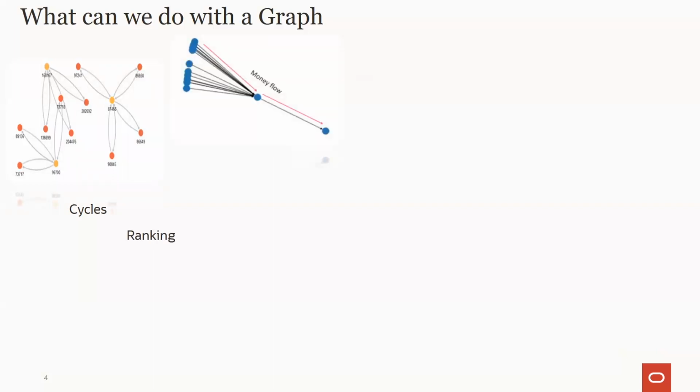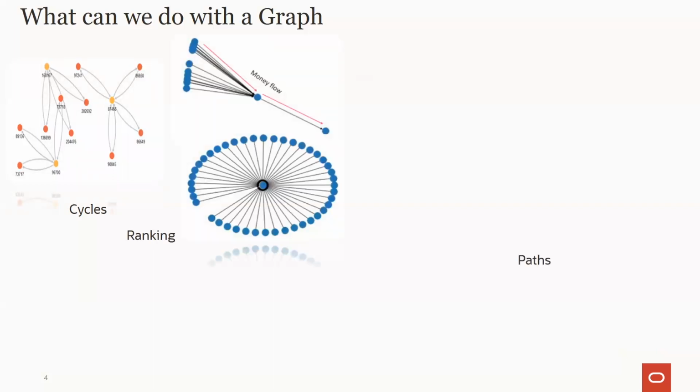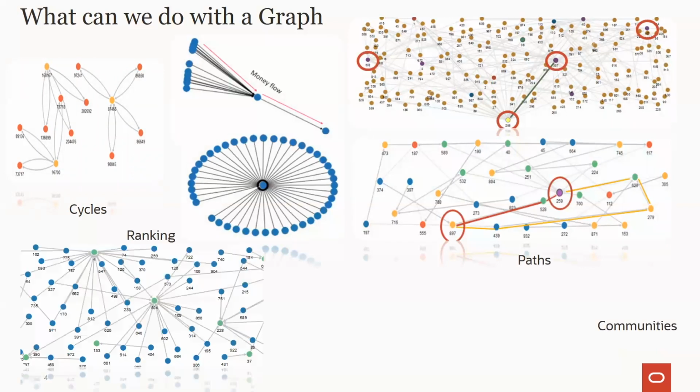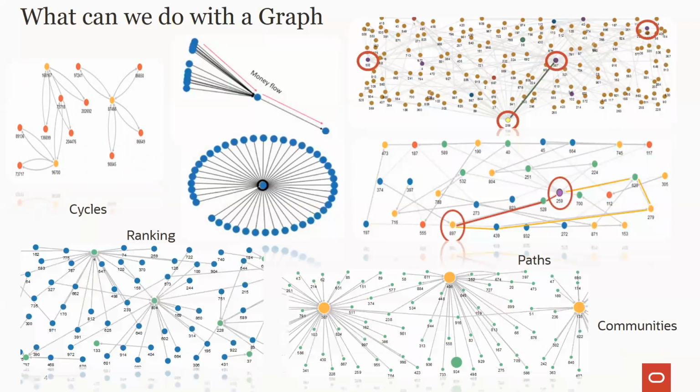The second pattern will be ranking, and the third pattern will be path analysis. And then we also have clustering or partitioning through communities. So these are some of the patterns which will enable the organization to detect insights on the various events that are happening within the organization.